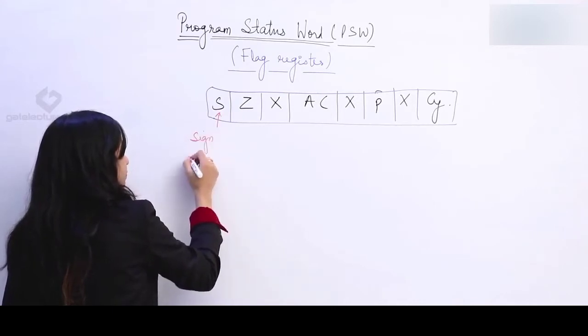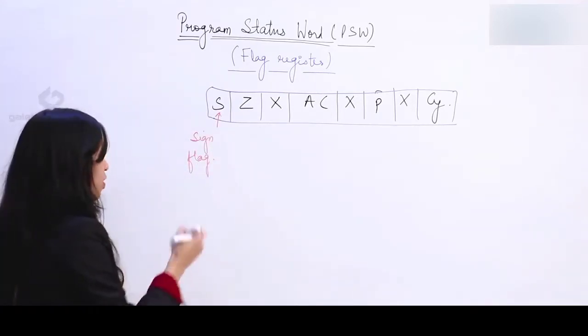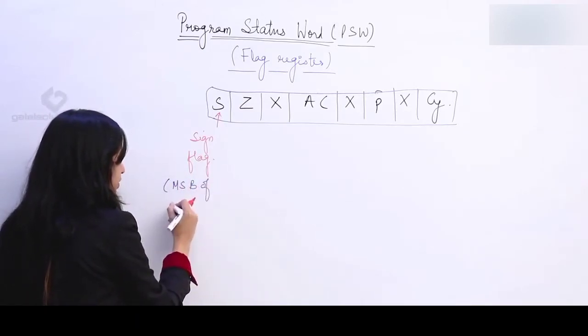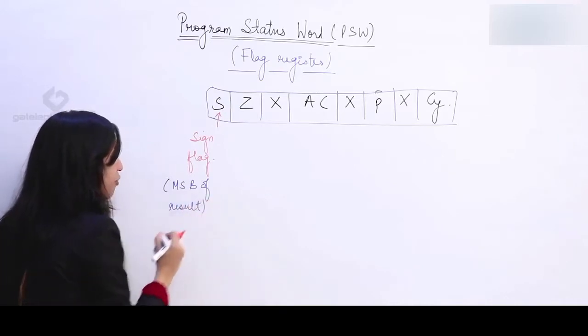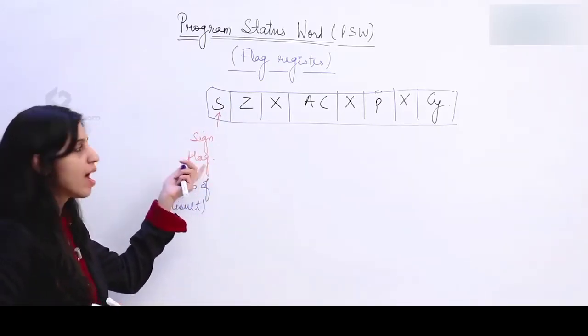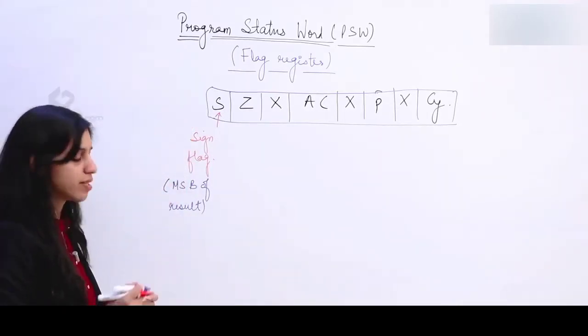Okay, now this is the sign flag. The sign flag holds the MSB of the result. This is going to hold the MSB of the result. If MSB is 1, that is, if it is a negative number, the sign flag is going to be 1. If it is a positive number, that is MSB is 0, then the sign flag is going to be 0.